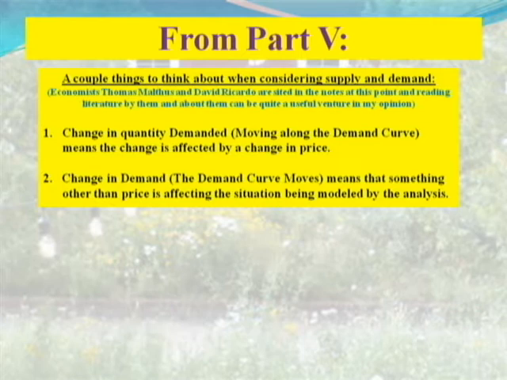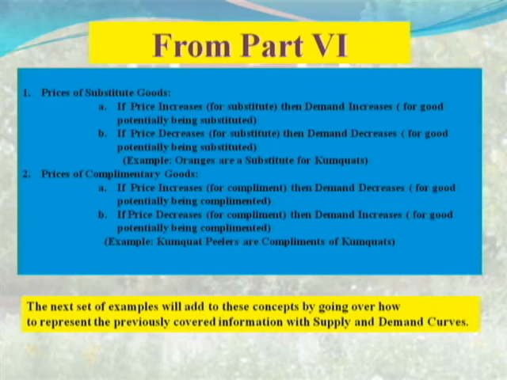1. Change in quantity demanded, moving along the demand curve, means the change is affected by a change in price. 2. Change in demand, the demand curve moves, means that something other than price is affecting the situation being modeled by the analysis. More review from Part 6.